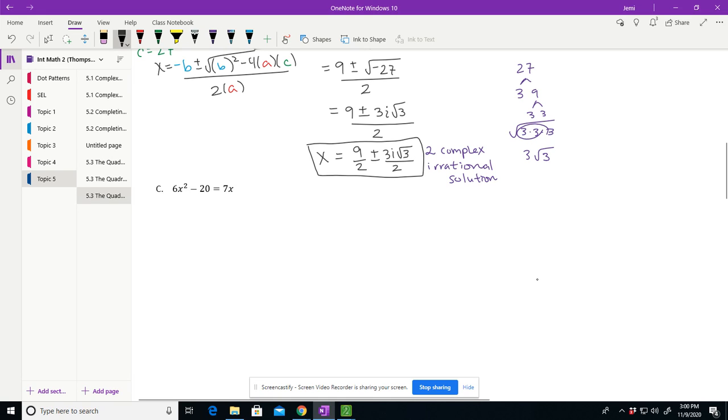All right, first thing we do in problem C is to put it in standard form. So I currently have 6x squared minus 20 is equal to 7x. I need everything to be on one side of the equation.